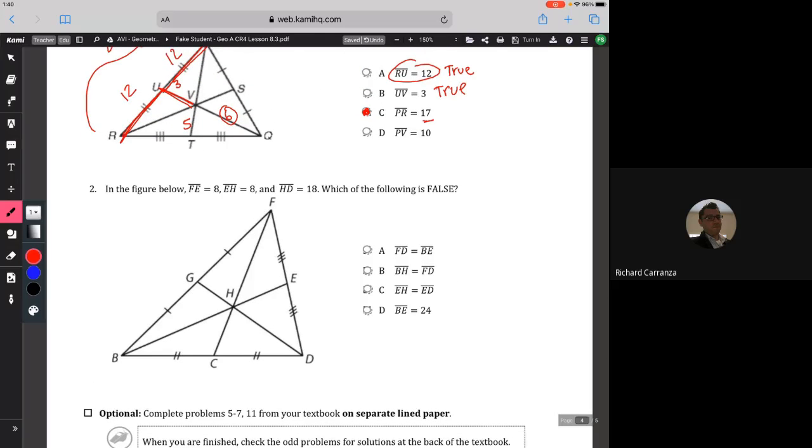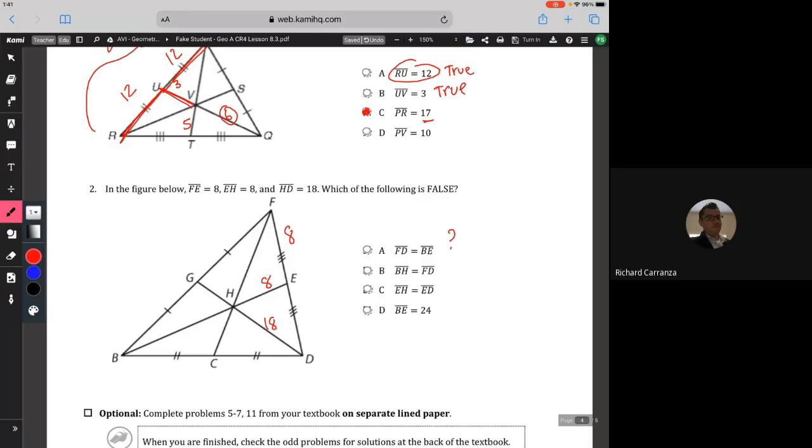Same thing for number 2. You're just trying to find out which one is false. So I'm going to go ahead and write them down. FE is 8. EH is 8. HD is 18. This one is saying, number 1 is saying FD is equal to BE. FD is equal to BE. We don't know. There's no way of us telling. It could be equal, but we don't know yet. So I'm not gonna write anything down. I'm gonna check the other ones.